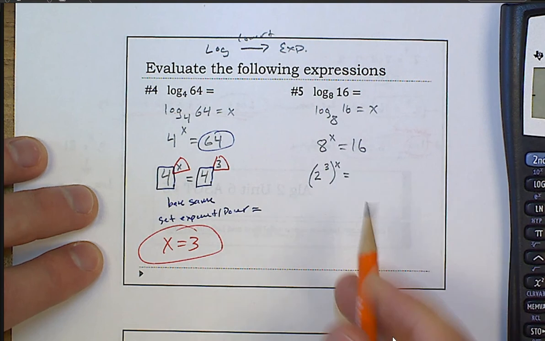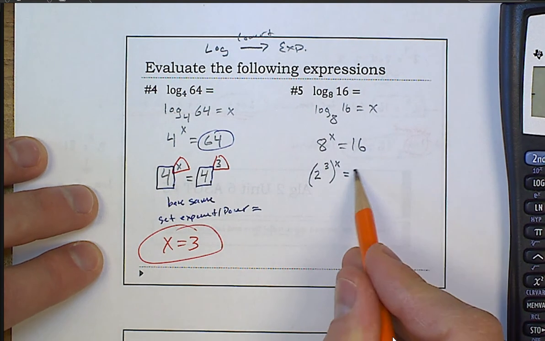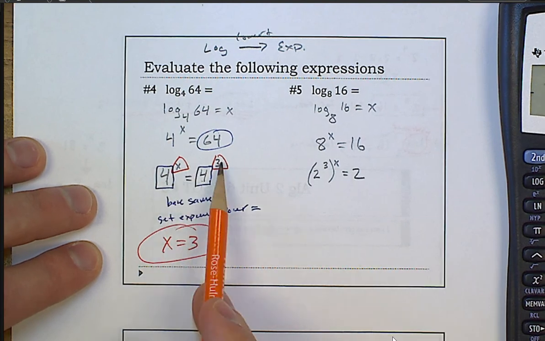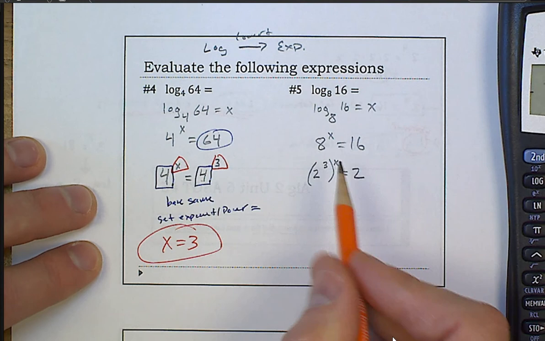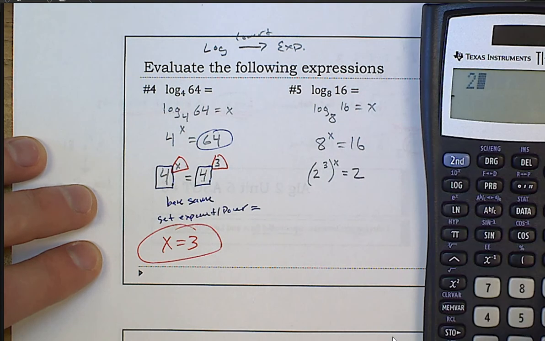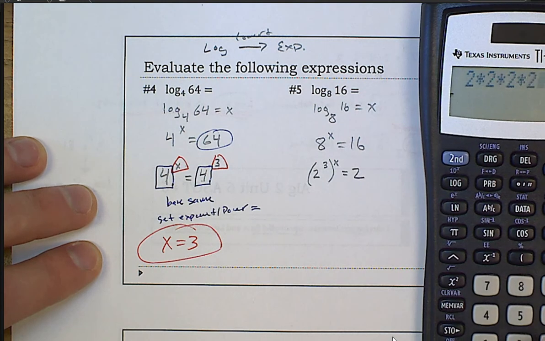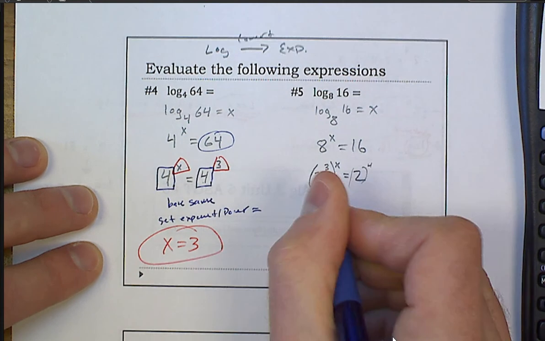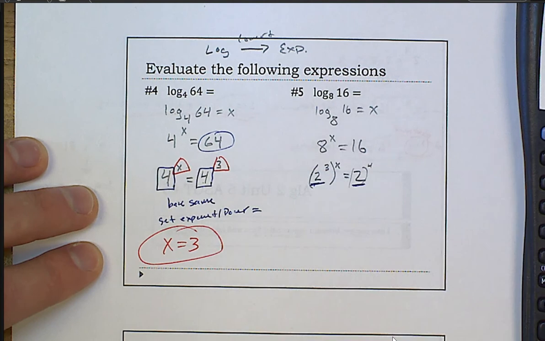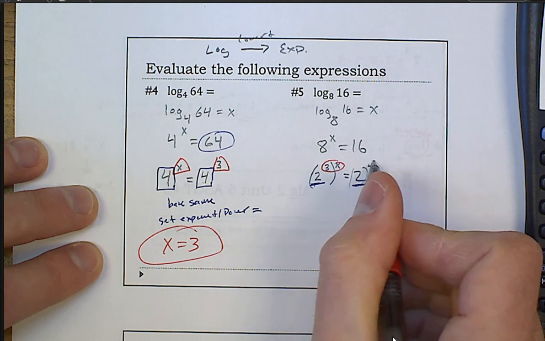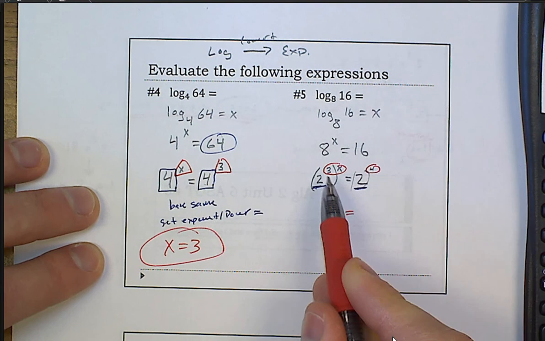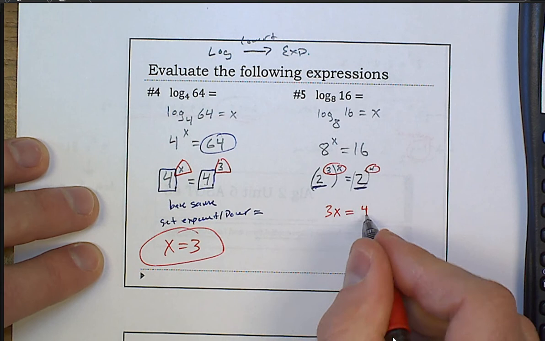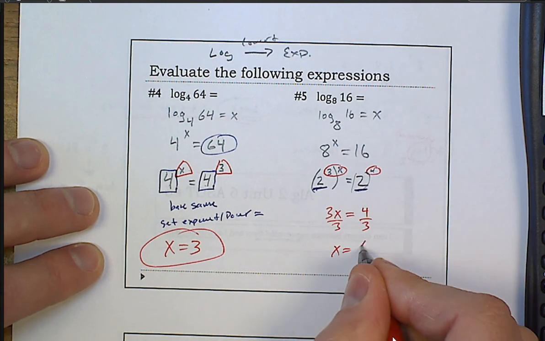And I'm going to rewrite 16 as a base of 2, right? Because if my bases are the same, then I can write the powers equal to each other. So 2 to what power is 16? 2 times 2 times 2 times 2 is 2 to the 4th. So look what happens. My bases of 2 are the same. So what can I do? I can take my powers and set them equal to each other. Remember the exponent or the power rule, 3 times x is 4, divide by 3, and you get 4/3.